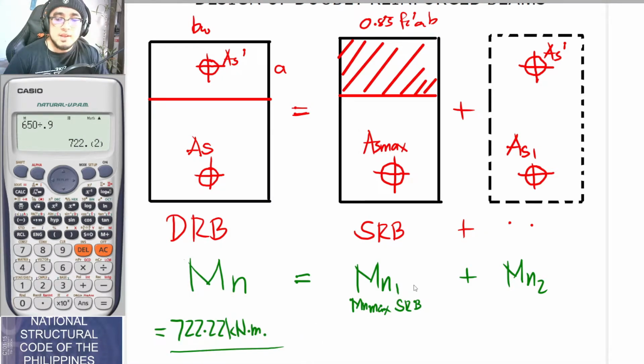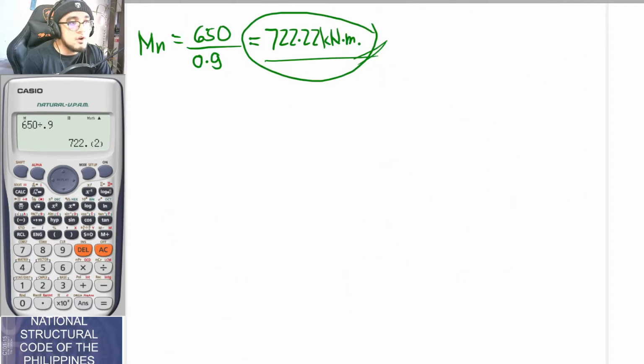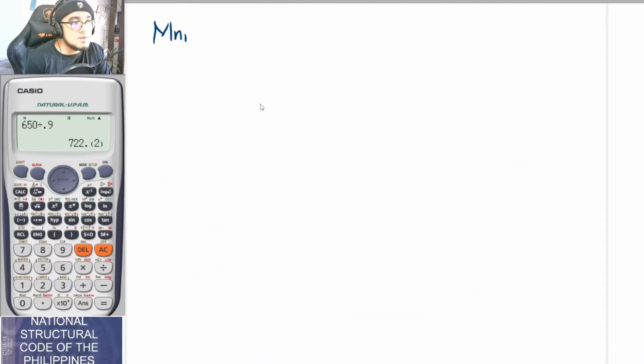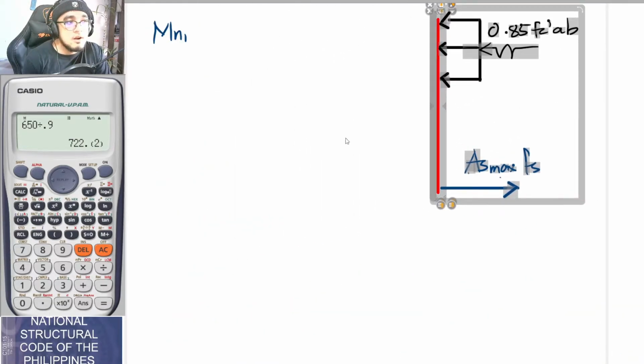Now the next step is for us to solve for the value of your MN1, and we will compare it here. Once again, if MN1 is less than 722.22, then it means that we will indeed design this as a doubly reinforced concrete beam. So let us now solve for MN1. There are many approaches for you to get your MN1.